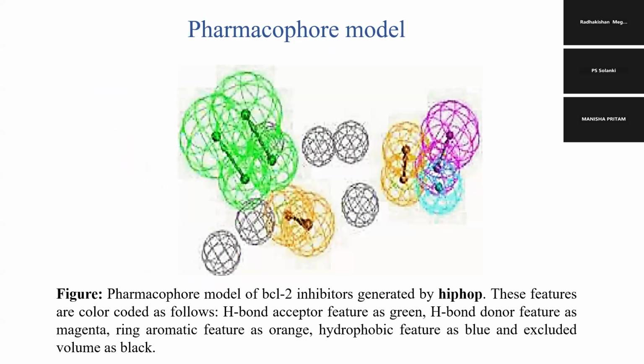This is an example of a pharmacophore model of a BCL2 inhibitor, generated by HipHop. It's software you can use to generate your own pharmacophore model. Here you can see different colors representing different features: hydrogen bond acceptor features in green color, hydrogen bond donor in magenta color, ring aromatic features in orange color, hydrophobic features in blue color, and others in black. So this is just a raw pharmacophore model.